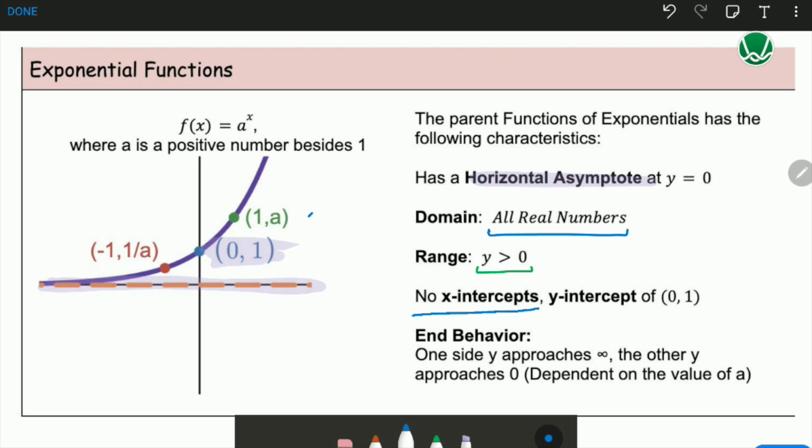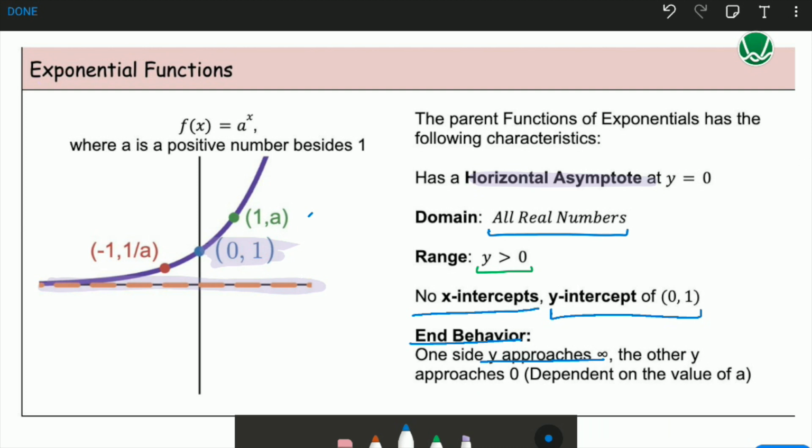Exponential functions have no x-intercepts. Again, we're talking about the parent function right now, the very basic exponential function. The y-intercept is at (0, 1) as far as the basic parent function is concerned. Now, end behavior is a little bit funky. On one side, y approaches positive infinity, and on the other, y approaches 0. This is dependent on whether it's a growth or decay model.